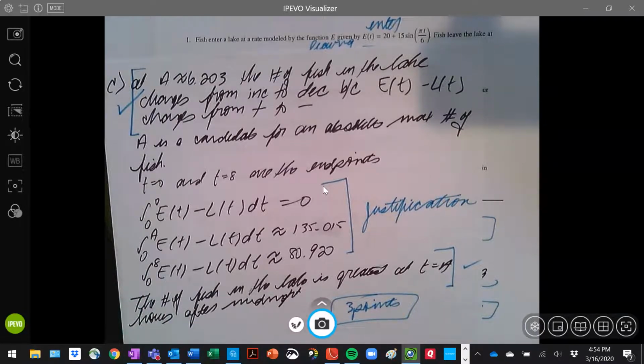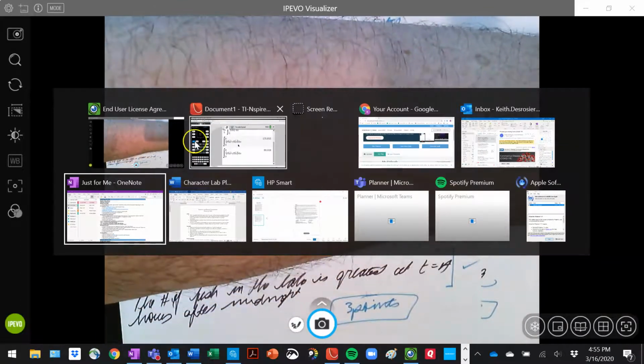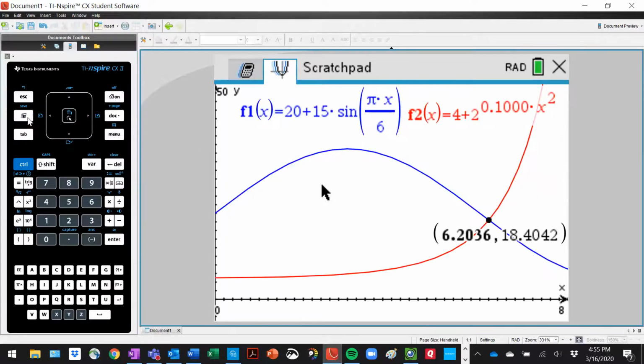I want to talk about one other way, and it's a really clever, elegant way that you could do this, but you're going to have to be really specific, really careful with your writing. I'm not going to write the whole thing up, but I will talk you through this. I want to go back to my calculator and look at the graph. On this interval from t equals 0 to t equals 8, in the beginning the number of fish is increasing, and it continues to increase until we get to 6.203, and then the number of fish decreases from 6.203 until the end. That's the only thing that happens.